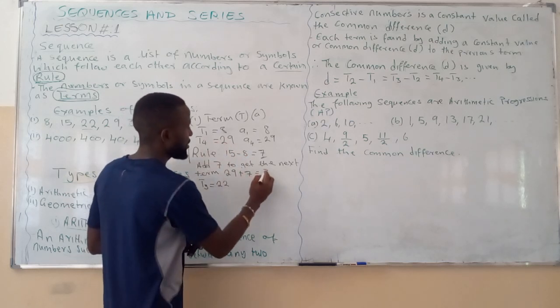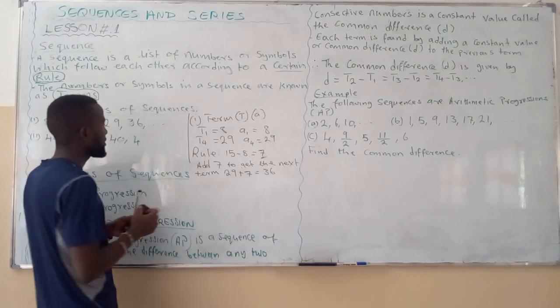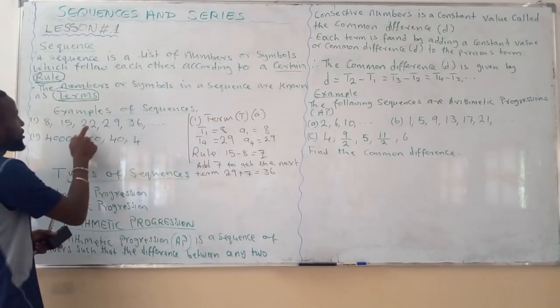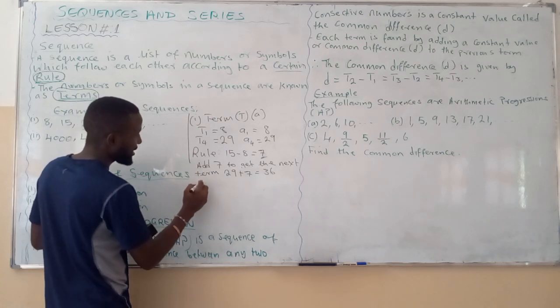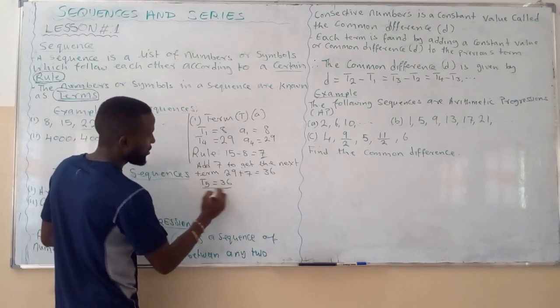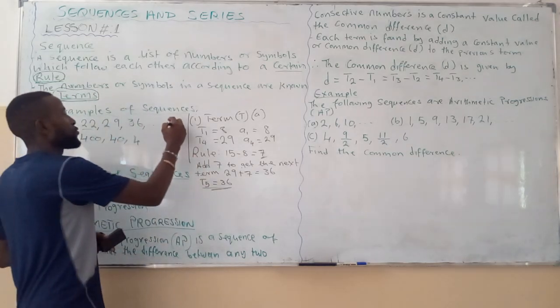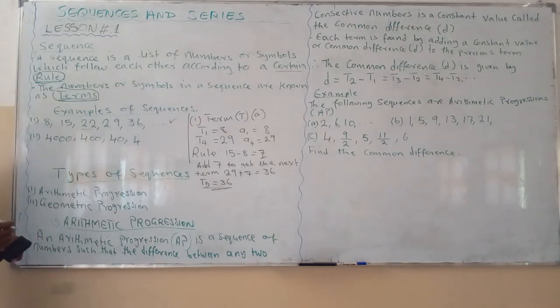We get 36. So what is my term 4? So this is term what? 1, 2, 3, 4, 5. So we are going to say my term 5 is equal to 36. So the rule, it is true. Hence this one qualifies to be a sequence. That is how you prove, that is how you know that this is a sequence.